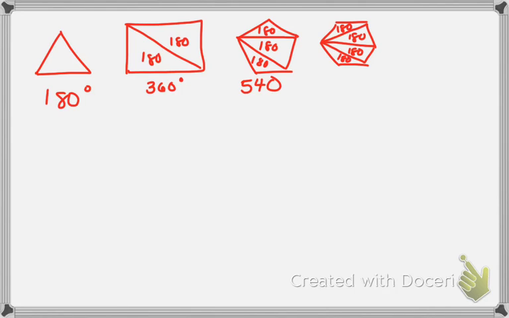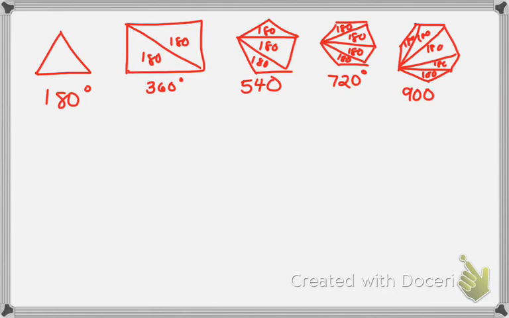So how many degrees do we have inside there? Add 180 to 540. 720, right? Okay. Next, what do we call a seven-sided figure? Septagon. So we would have how many triangles? So we've got 5. So 180, 180, 180, 180, 180. How many do we have inside total? 900. All right, so does anybody see a pattern?